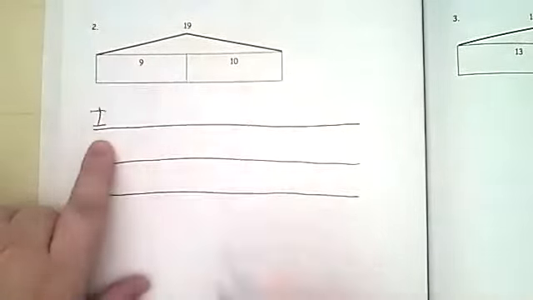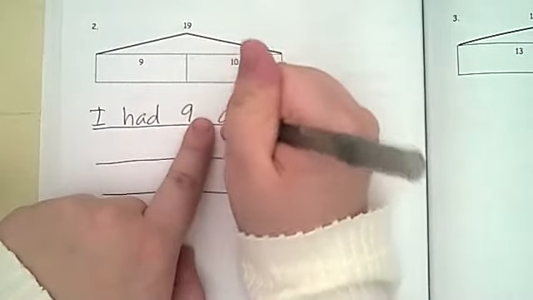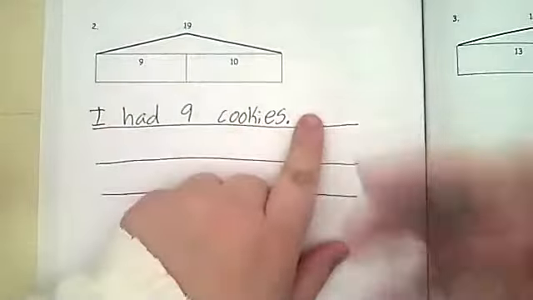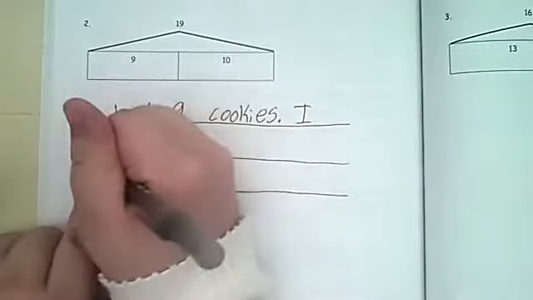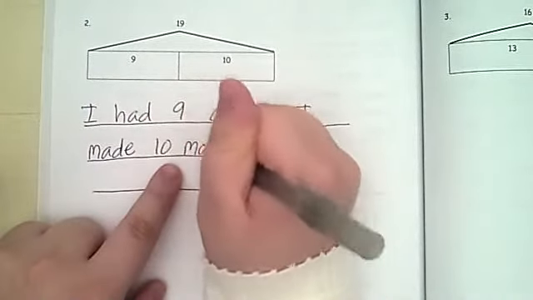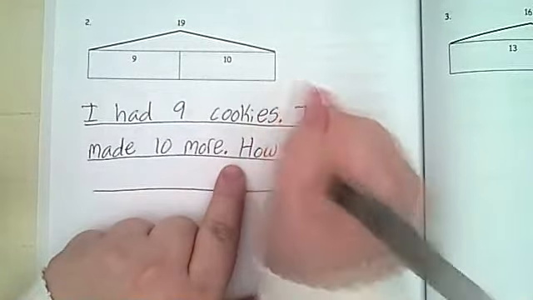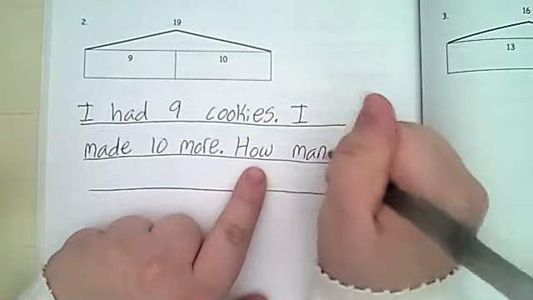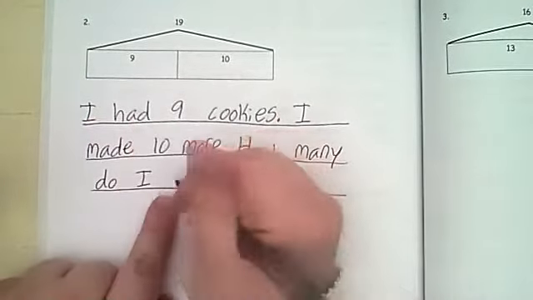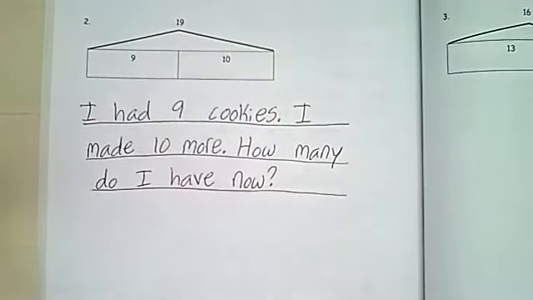So capital I had, H-A-D, 9 cookies, C-O-O-K-I-E-S. I had 9 cookies. I made, so I made, M-A-D-E, 10 more, M-O-R-E. I made 10 more. How many do I have now? How, H-O-W, how many, M-A-N-Y, how many do, D-O-I, have, H-A-V-E, now, N-O-W. Make sure to put a question mark. How many do I have now?